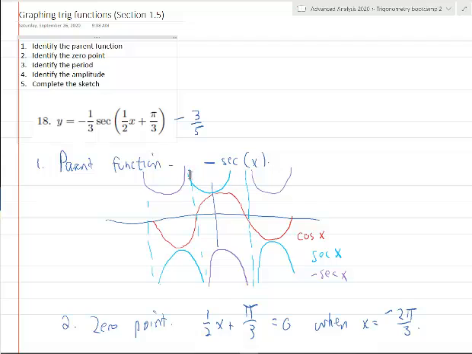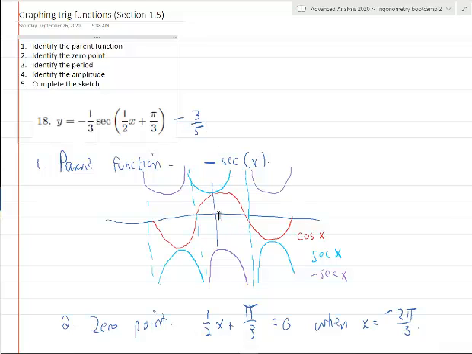So I took this light blue bowl and flipped it around the x-axis, and I got this purple bowl down here. So my parent function is this purple line here, and that's what I want to keep in mind. Now, when I say 0 point, what I mean is the point that corresponds to the origin of the parent function. The parent function is centered around 0, 0, and I want to identify the 0 point, which is the corresponding point in the graph that I'm trying to get.